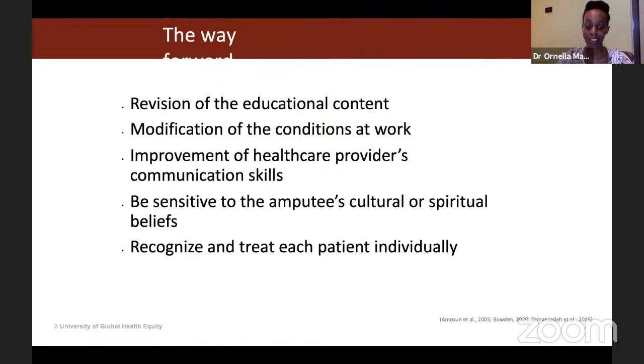And also, as healthcare providers, I must emphasize this, improve our communication skills. How do you give the bad news to someone who's going to undergo amputation? How do you accompany him throughout that process? Let's be sensitive to the amputee's culture and spiritual beliefs, but also, and importantly, we must recognize and treat each amputee differently, individually. Thank you very much.